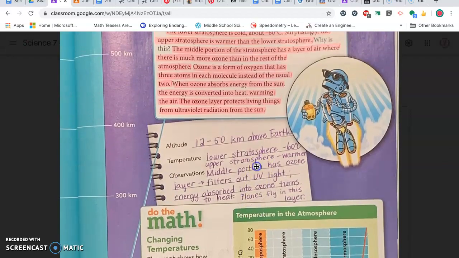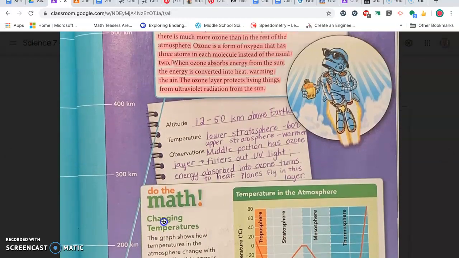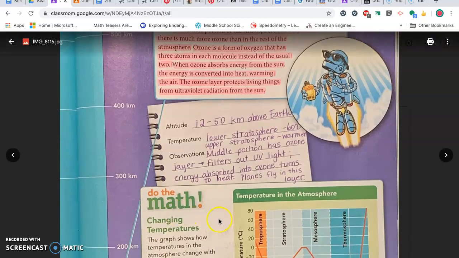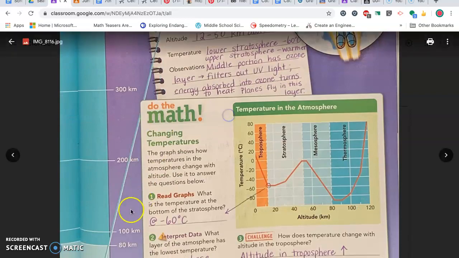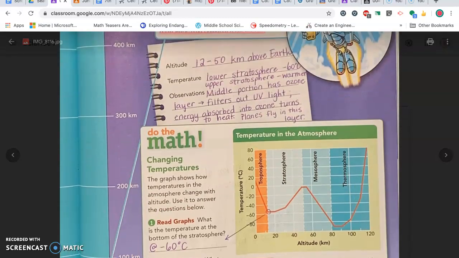In the lower stratosphere, the temperature is about what it was at the top of the troposphere, negative 60 degrees Celsius. But as you move up in the stratosphere, in the upper areas, it's actually going to be warmer. And that's because the stratosphere is where we have the ozone layer.